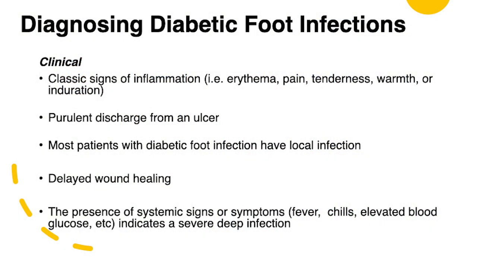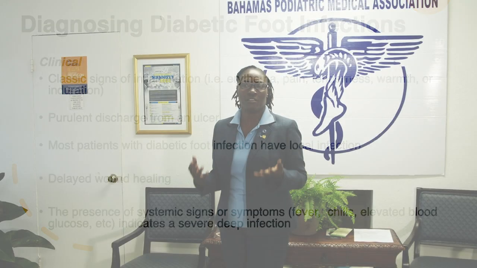So most persons with diabetic foot infections have a local infection, but some people can have a systemic infection, meaning the whole body can be involved. This can lead to delayed wound healing. So you're doing everything as a primary care physician. You're seeing this patient weekly, you're cleaning the wound, and this wound is still not healing. That should be an indication to you that maybe something else is going on. It's either a vascular problem, an infection, or something else. So you need to go the extra mile and check. It might be an infection there.